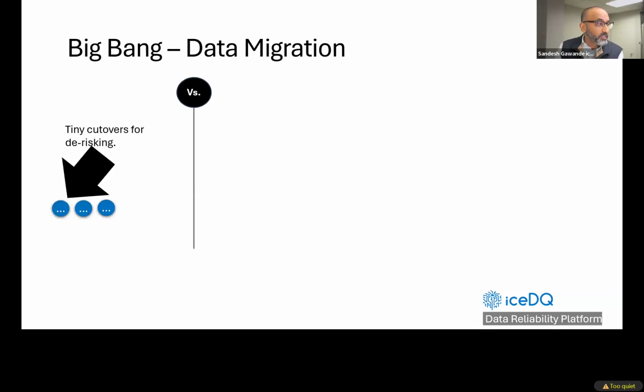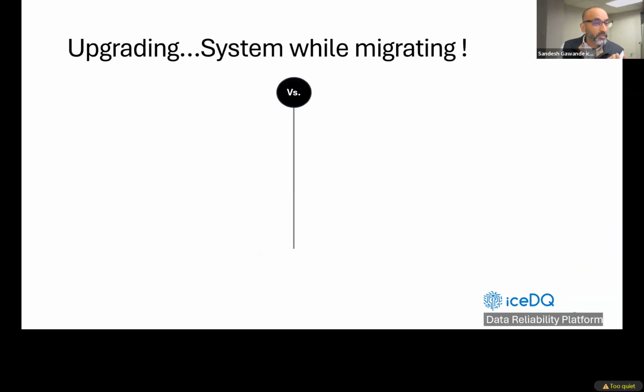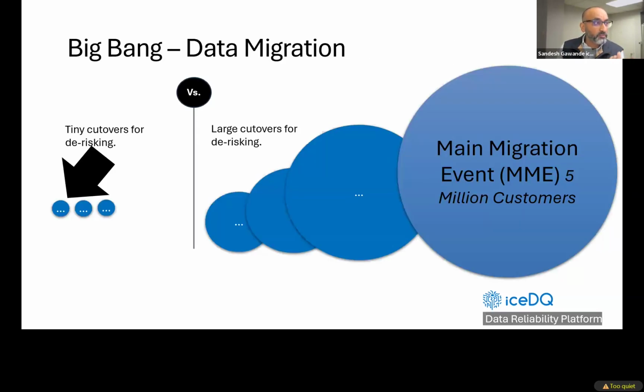One of the things they did is they did a very small cutover migration, and then suddenly they decided to migrate millions of customers in one day. So you should never do that. Ideally, you want to de-risk the migration by doing bigger and bigger migrations, coming to the final big migration. But of course, they didn't follow it, and then there was the issue.